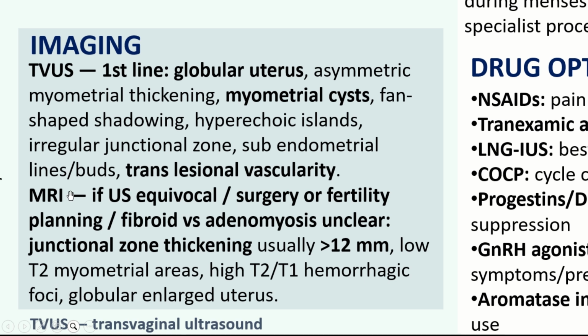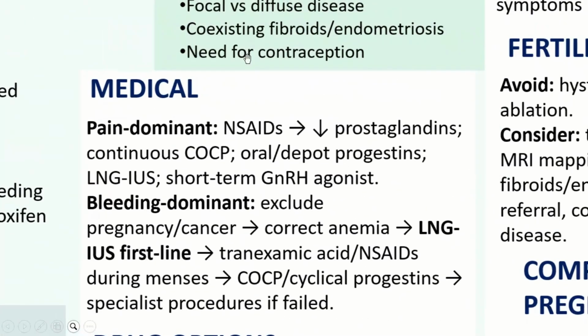Then MRI can be done if the ultrasound is equivocal or is not giving you something very concrete. If you also consider surgery or fertility planning, an MRI can improve the amount of information you get. Here you're going to look at junction zone thickening greater than 12 millimeters, low T2 myometrial areas, high T2 and T1 hemorrhagic foci, and a globular enlarged uterus. All these point to adenomyosis.